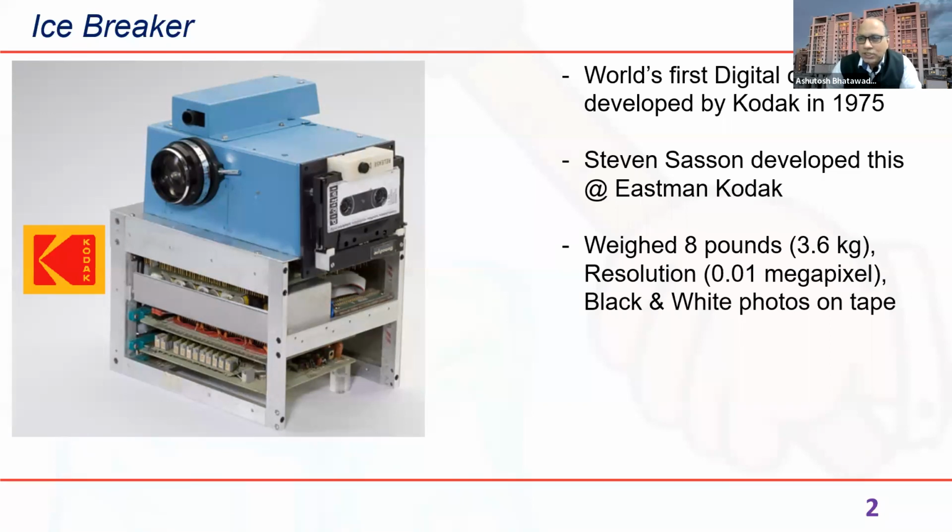It had 0.01 megapixel of resolution. It took a black and white photograph on tape. So I'm taking you back to a very archaic time frame. 8 pounds or 3.6 kgs of weight, definitely much bulkier than even a projector we have today. 0.01 megapixel of resolution, and a black and white photograph on tape. In fact, it used to take 25 seconds to take a photograph on a tape.